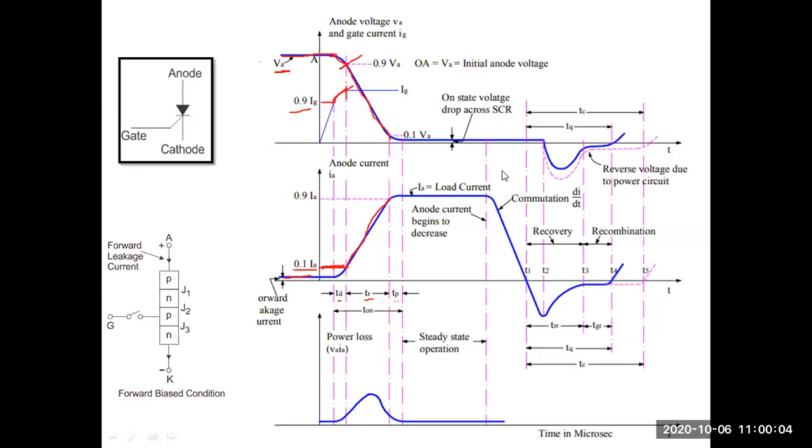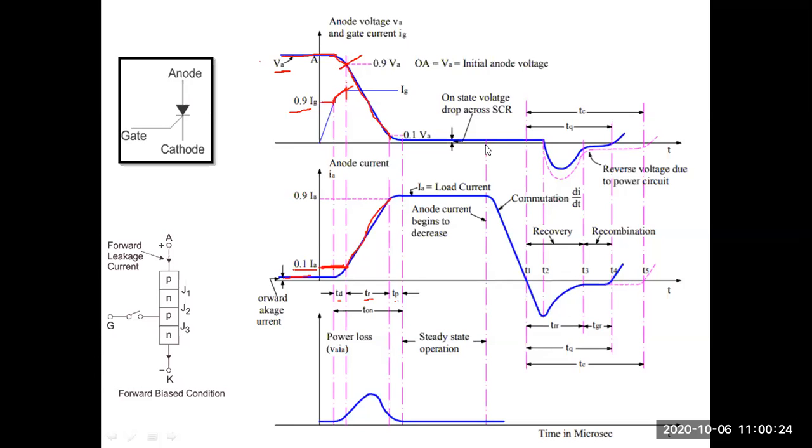That is the reason they go for commutation circuits, which will be discussed further. That is nothing but the external circuit we use to bring back the forward conduction state to the forward blocking state. So that is the drawback of this SCR as discussed before.